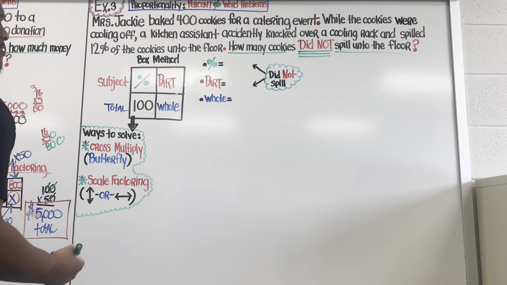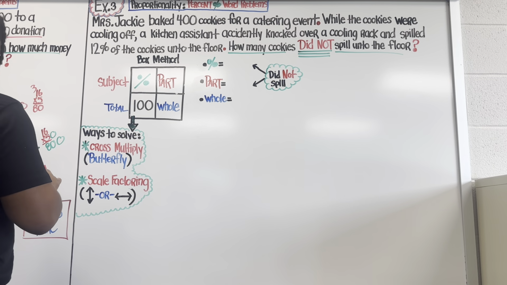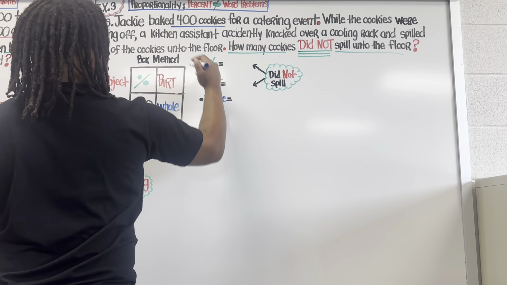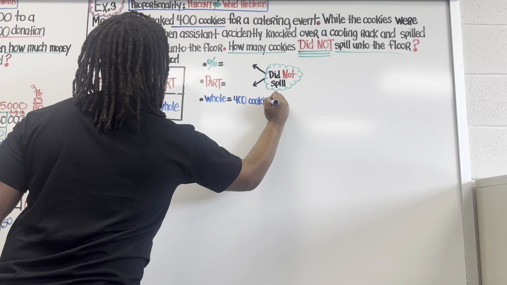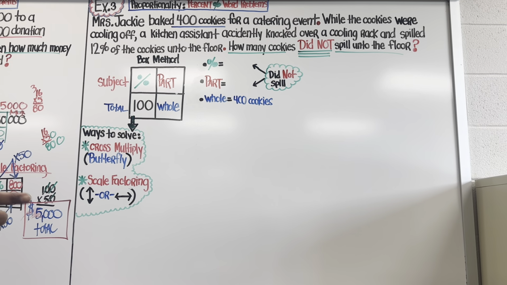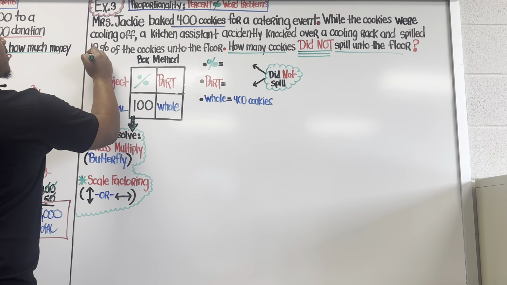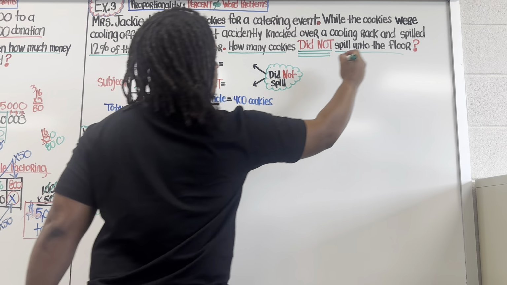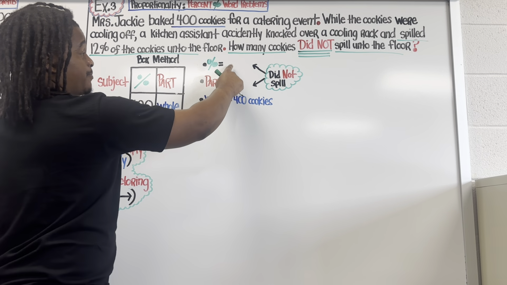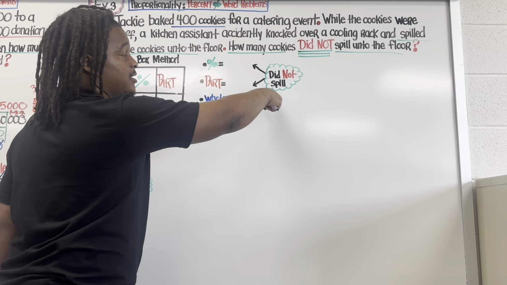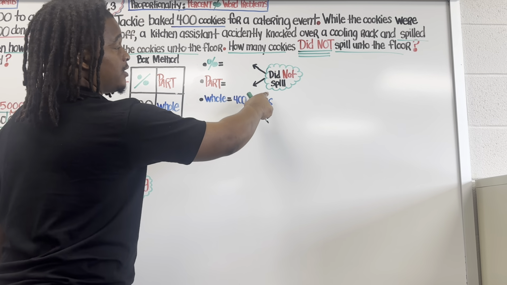Now, if you notice, guys, in the problem, they gave us the total, right? Because she baked 400 cookies in total. So we know that's the whole, 400 cookies. Right? But if you notice, guys, the percentage that was given was based on how many cookies fell onto the floor. So let me underline that, right? So it said that the assistant spilled 12%. Remember, guys, the percentage in the part is not based on how many cookies were spilled. It was based on how many cookies did not fall onto the ground or spill off the rack, right?